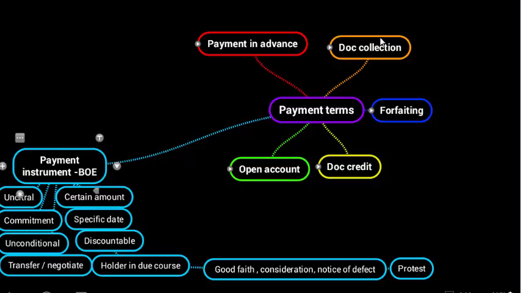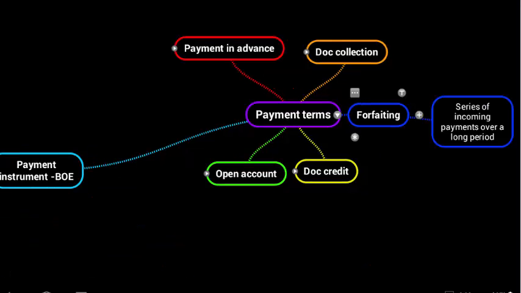What is protest? In case a bill of exchange is not paid on due date, you have an option to legally go and present it through a notary public once again and record it on the bill of exchange that it has not been paid, so that you can go to a court of law.